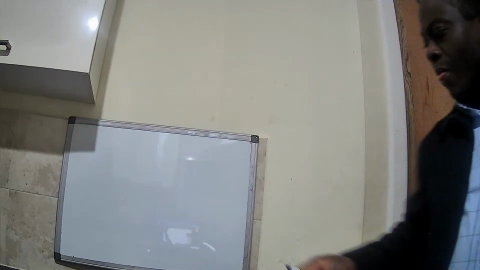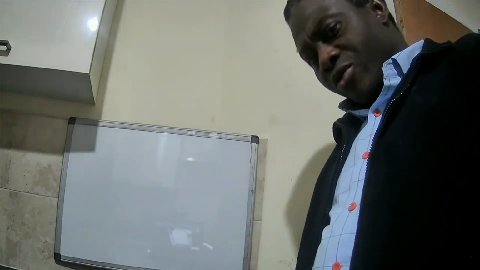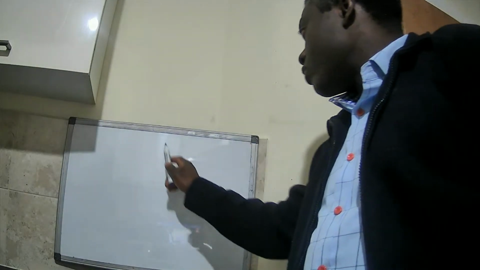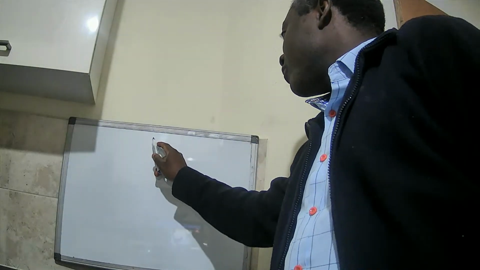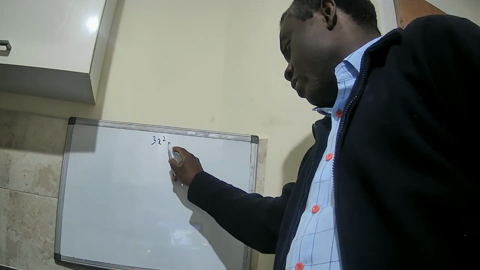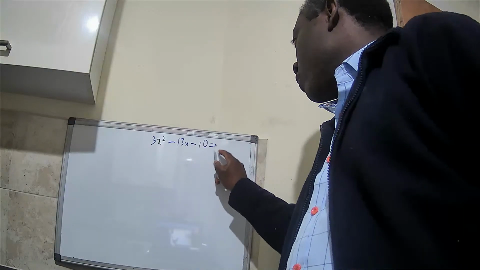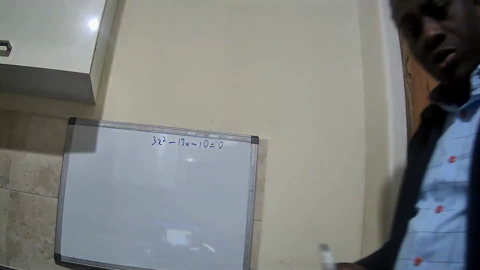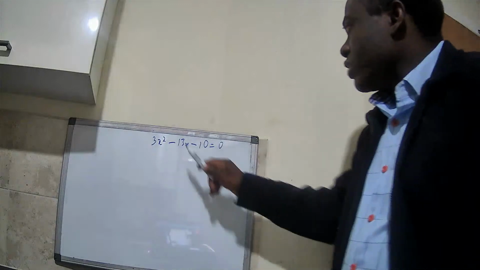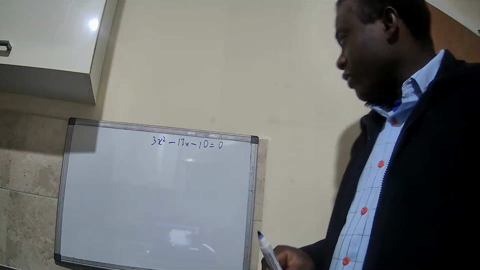Today we will look at how we can solve quadratic equations by the factorization method. When we have an equation like 3x squared minus 13x minus 10 equals 0, this is the equation we want to solve: 3x squared minus 13x minus 10 equals 0.